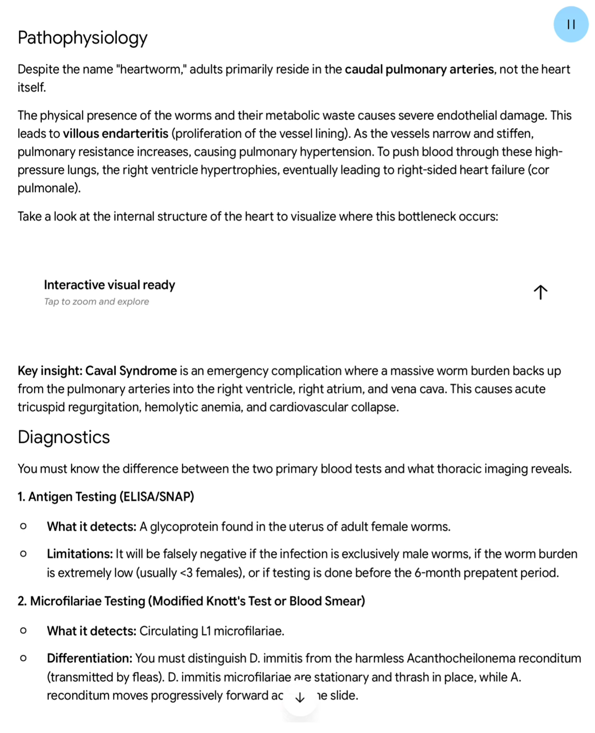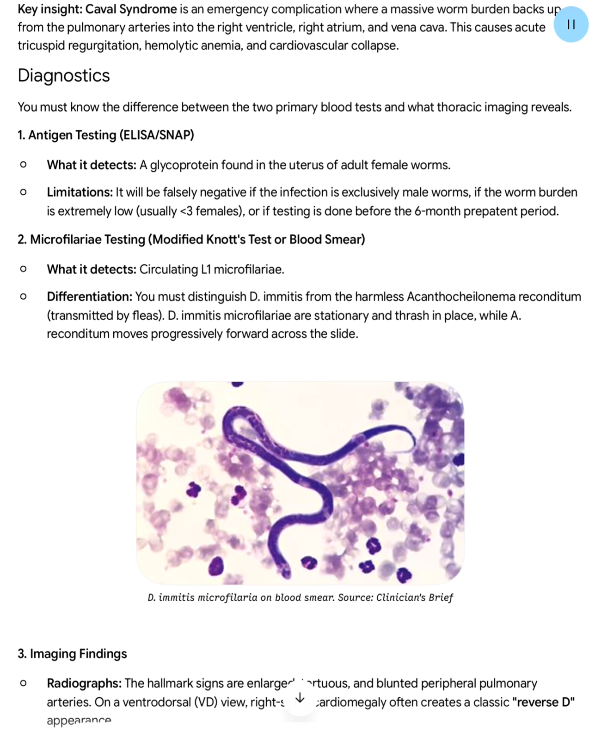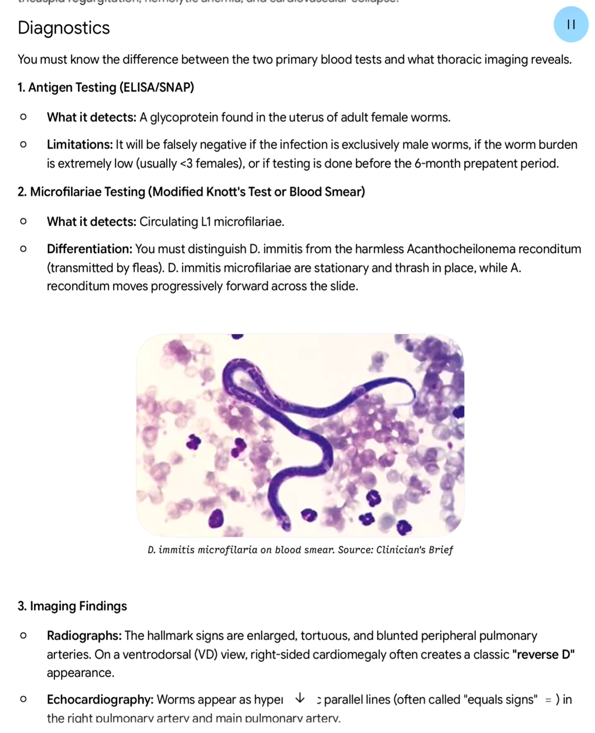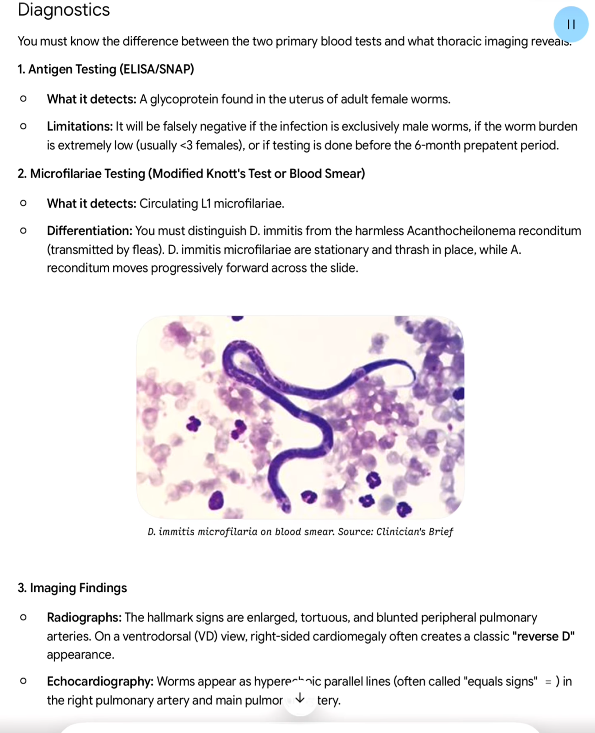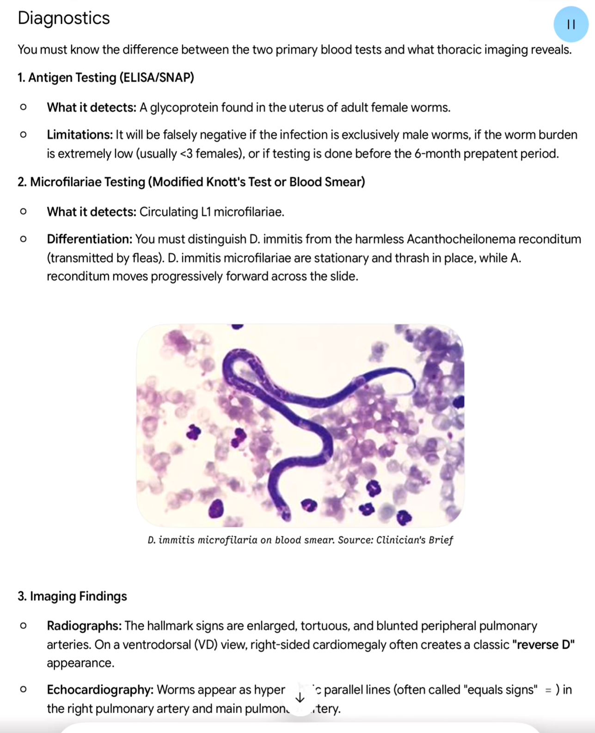Diagnostics: you must know the difference between the two primary blood tests and what thoracic imaging reveals. 1. Antigen testing, ELISA/SNAP. What it detects: a glycoprotein found in the uterus of adult female worms. Limitations: it will be falsely negative if the infection is exclusively male worms, if the worm burden is extremely low, usually less than 3 females, or if testing is done before the 6-month prepatent period.